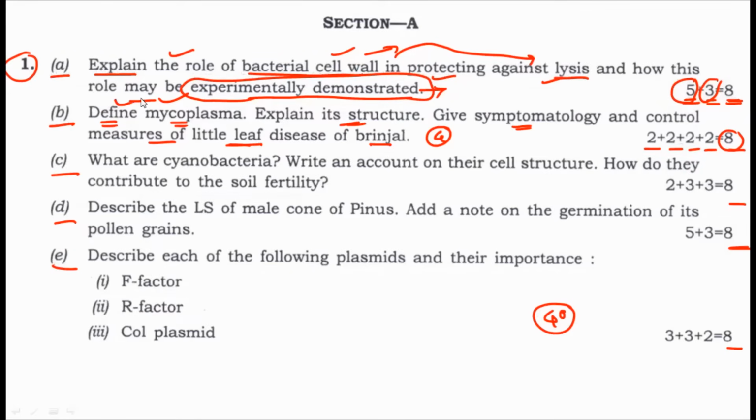Now for defining the mycoplasma, you will get the 2 marks. Then if you explain the structure of mycoplasma, for this you will again get the 2 marks. And to explain the symptomatology, you will get the 2 marks. And for explaining the control measures, disease of brinjal, you will get the 2 marks. That is in total 8 marks.